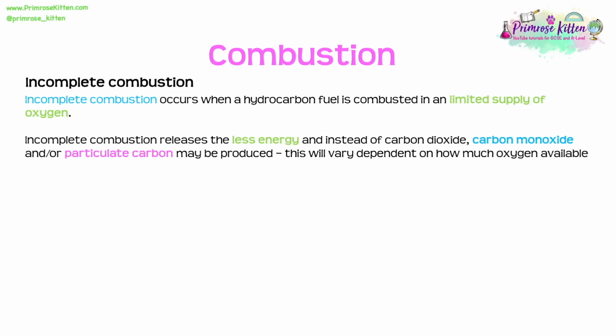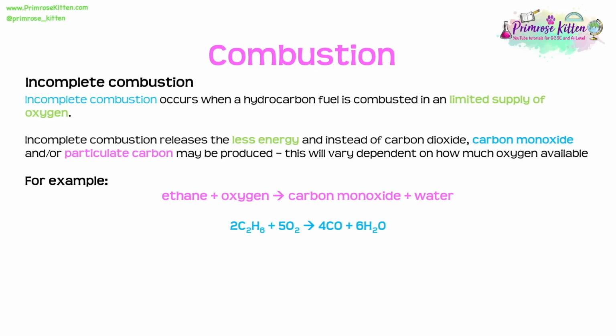So let's have a look here at the incomplete combustion of ethane in oxygen. So here we've got ethane plus oxygen, and here we're saying we'll make carbon monoxide and water. Now again, we need to be able to balance this, so make sure you know that the formula for carbon monoxide is CO, and the formula for particulate carbon is just C.